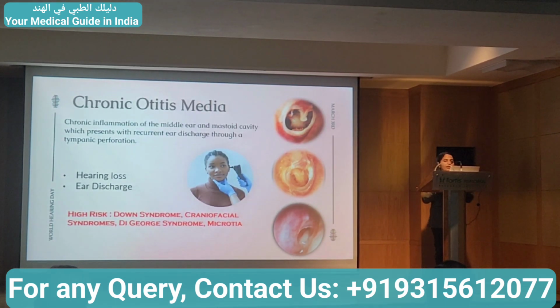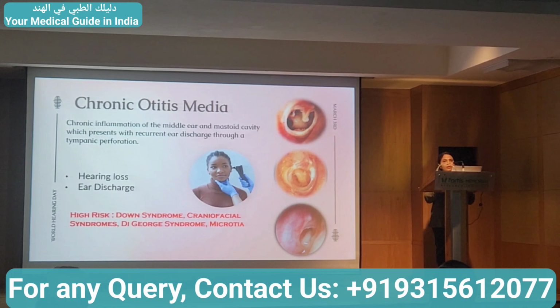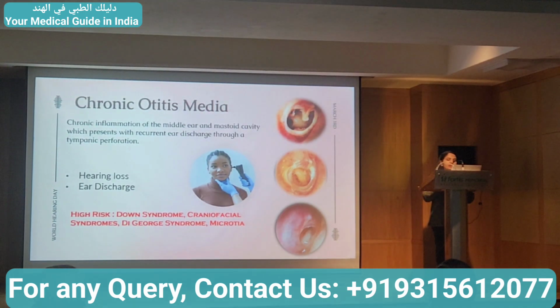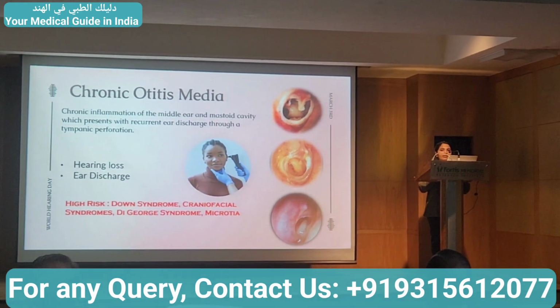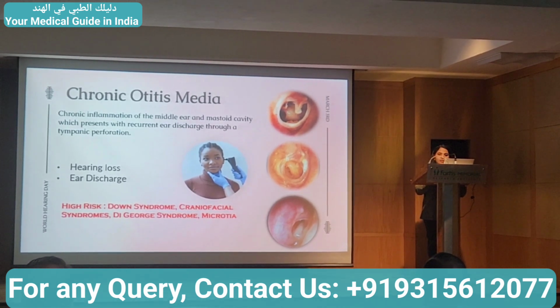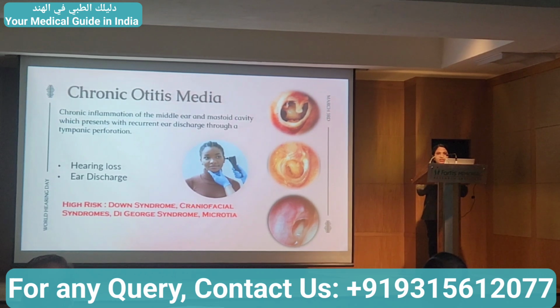Next is chronic otitis media. This is basically a chronic inflammation of the middle ear and mastoid cavity, which presents with ear discharge through an eardrum perforation. Usually it will be associated with a hearing loss also. And children who have conditions like Down syndrome, craniofacial syndromes, DiGeorge syndrome or microtia can have an increased incidence of chronic otitis media.